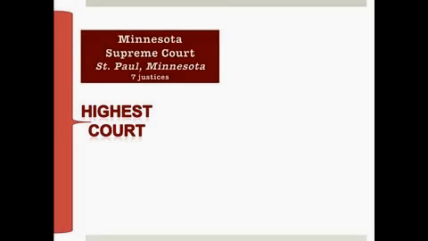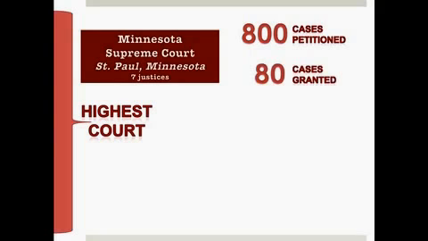As mentioned earlier, the Intermediate Appellate Court is not the last stop for some cases. When cases from the Minnesota Court of Appeals are appealed, they're appealed to the Minnesota Supreme Court. About 800 cases every year are petitioned to the Minnesota Supreme Court. The Supreme Court only grants about 80 of these cases. Plus, they also hear 120 direct appeals from the lawyer discipline, murder, and tax cases.